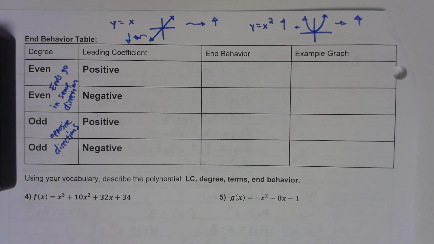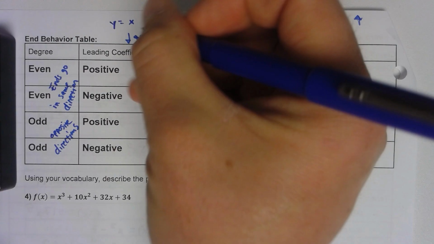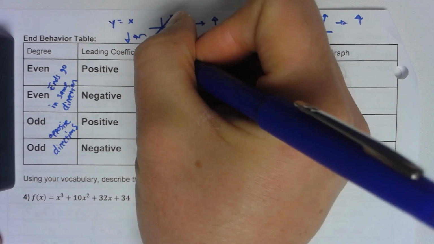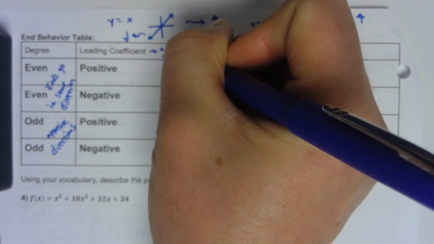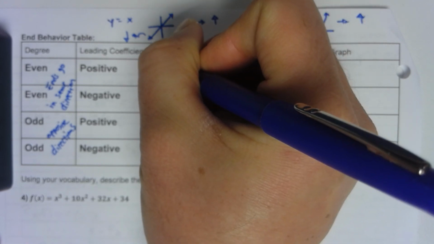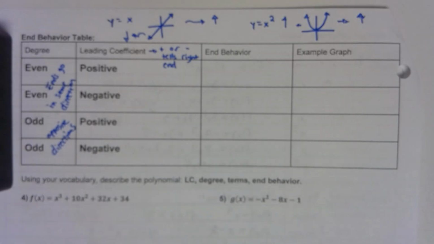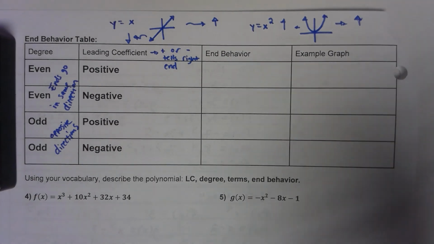So here's kind of the trick that helps me memorize all of this, because there's four different ways of how these can play out. The leading coefficient, whether it's positive or negative, tells us the right end. So that leading coefficient will always dictate what happens with the right end.